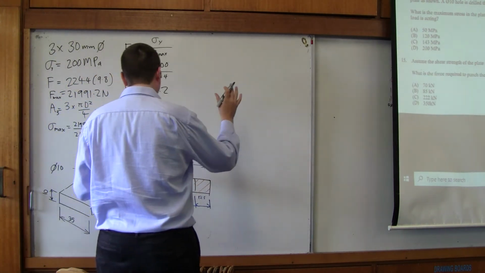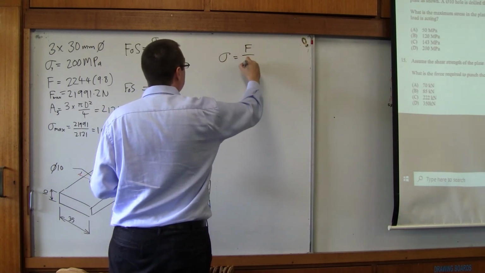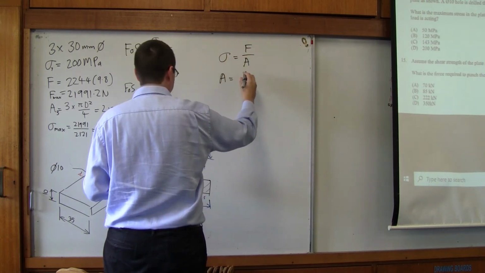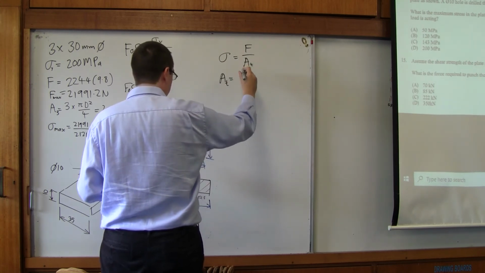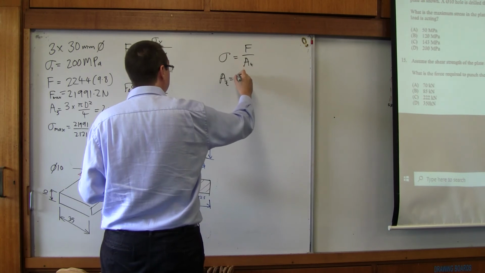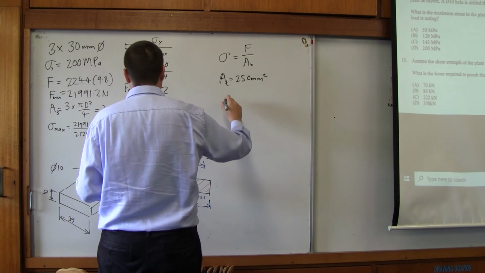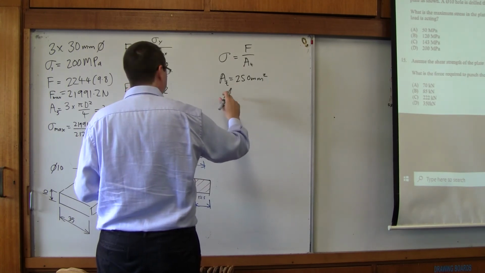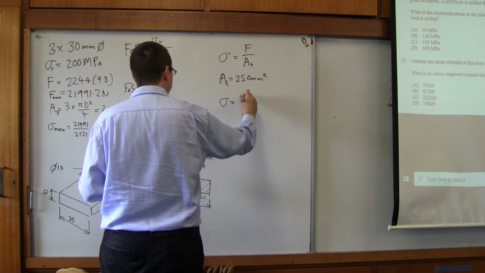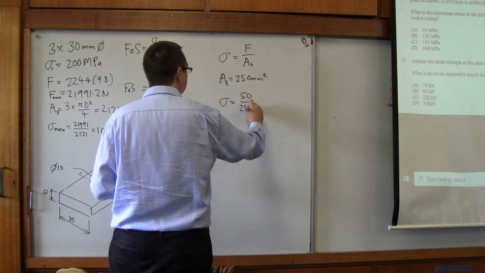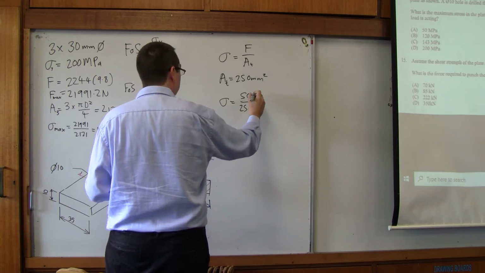Okay, so we're finding the stress. The stress equals force over area. And area in this case, so I'm going to write area T for tension, because it'd be different if it was compression, is going to be equal to 250 millimeters squared. And then the force is 50 kilonewtons, so I can just write 50 divided by 250, force over area, and that's going to give me, just checking, we're in kilonewtons.